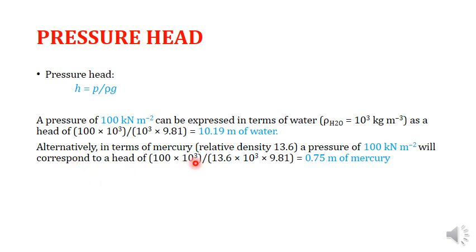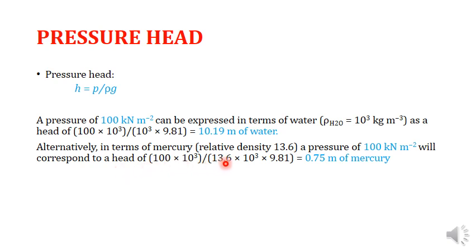If we talk about other fluids, we need the relative density. In terms of mercury, let's suppose, first of all this rho needs to be converted by multiplying it with the relative density of mercury, that is 13.6. To develop the same pressure of 100 kilonewton per meter square for fluids other than water, like mercury, that will correspond to a head of 100 into 10 to the power 3.